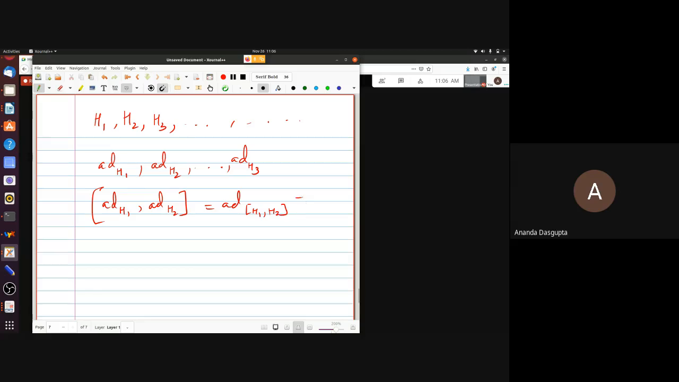Okay. So now this is the important thing. Now we have operators ad h1, ad h2, ad h3, and they commute with each other. So if you have a bunch of commuting operators, what can you say about their eigenvalues and eigenvectors? More importantly about their eigenvectors.